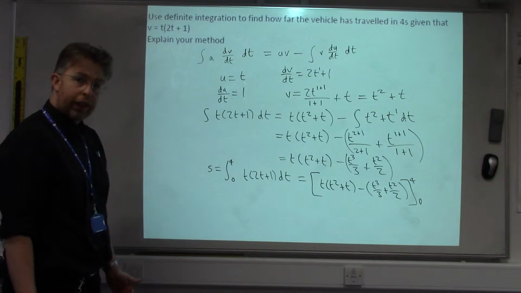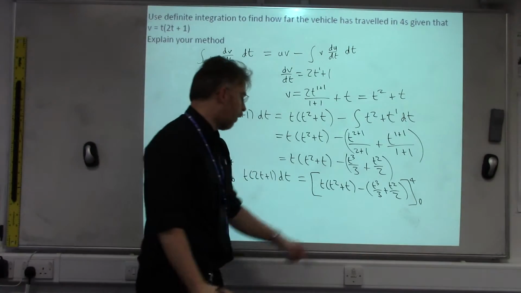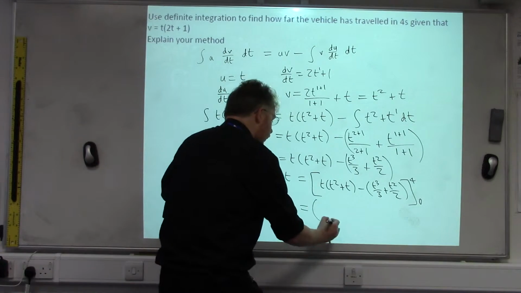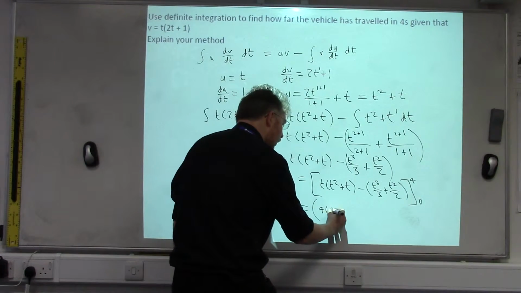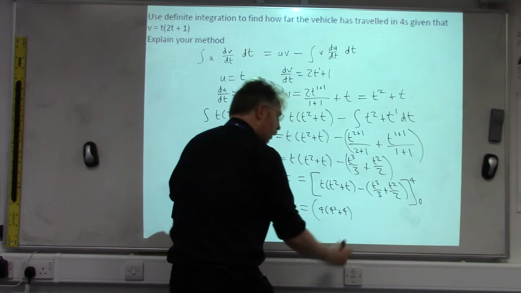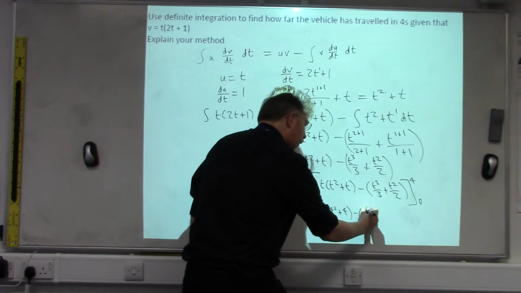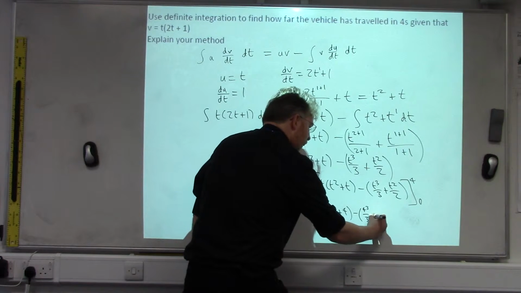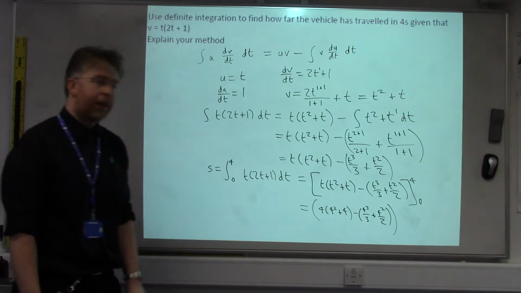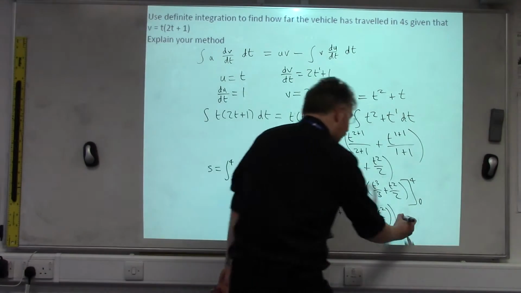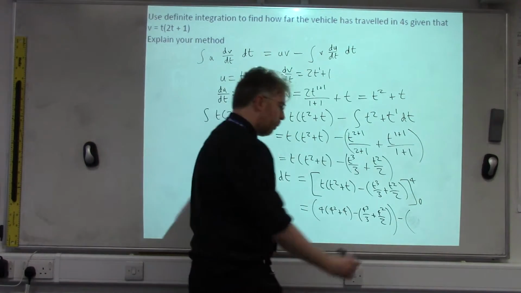And then, just like the other definite integrals, first we put the 4 in. Well, we'll need to do it in another set of brackets around all of it. So 4 times (4 squared plus 4), close bracket, minus (4 cubed over 3, plus 4 squared over 2). Big bracket around all of that. Then take away all of that with zeros put in.